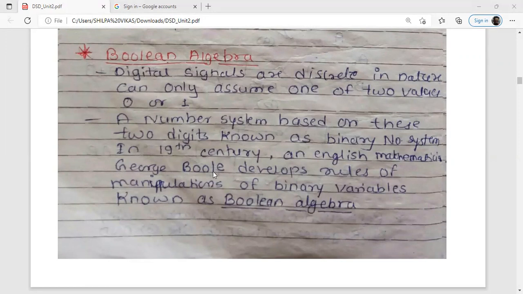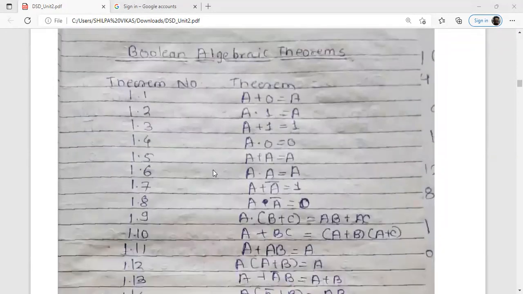Let's understand some Boolean algebraic equations, the Boolean algebraic theorems. There are many theorems available. What is the first theorem? A plus 0. If we add 0 to anything, there will be no change, so A plus 0 is equal to A. A dot 1: if we multiply the input A with 1, we get A as the output.